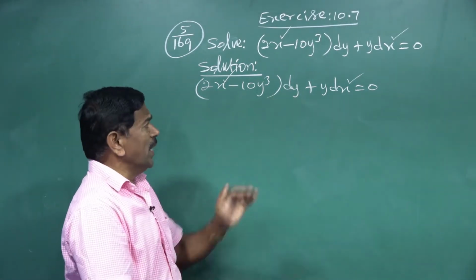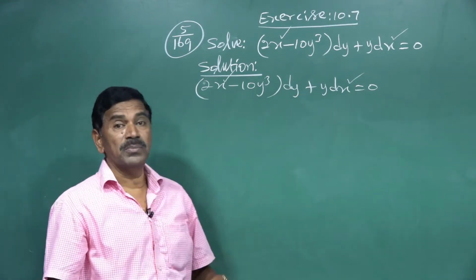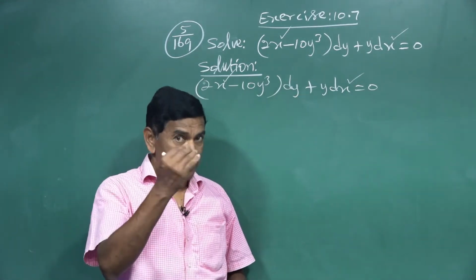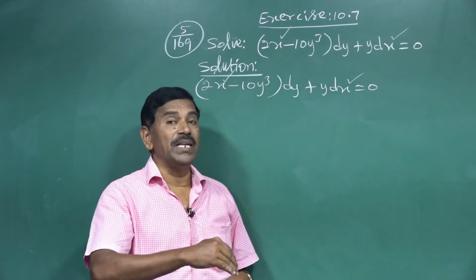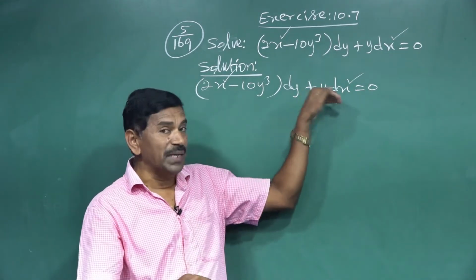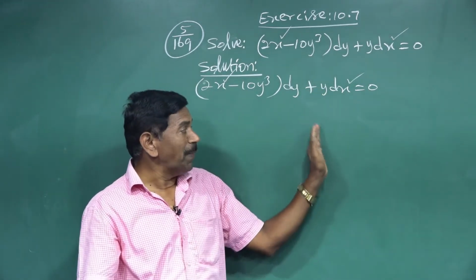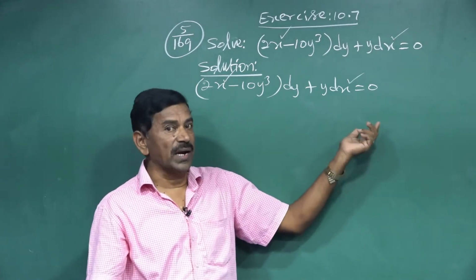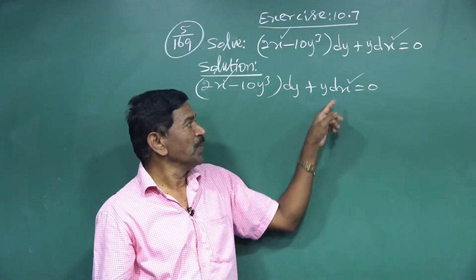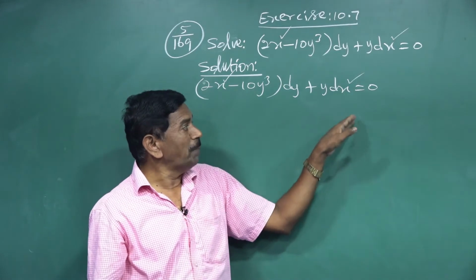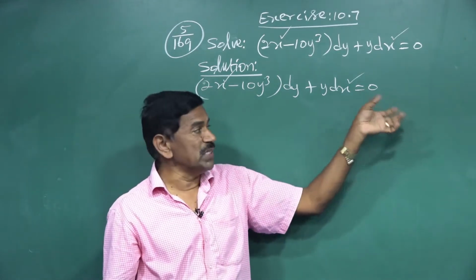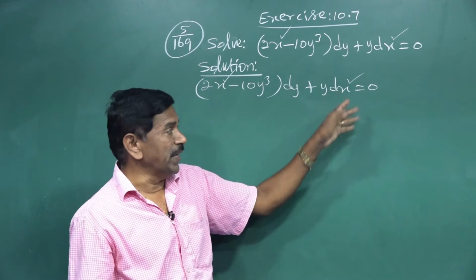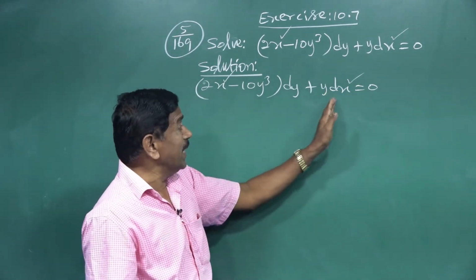Linear in x means we want to make the form dx by dy. We want to make the form dx by dy plus Px is equal to Q. It's the standard form for linear in x. So I want to make dx by dy plus Px is equal to Q, which is the standard form for linear in x.